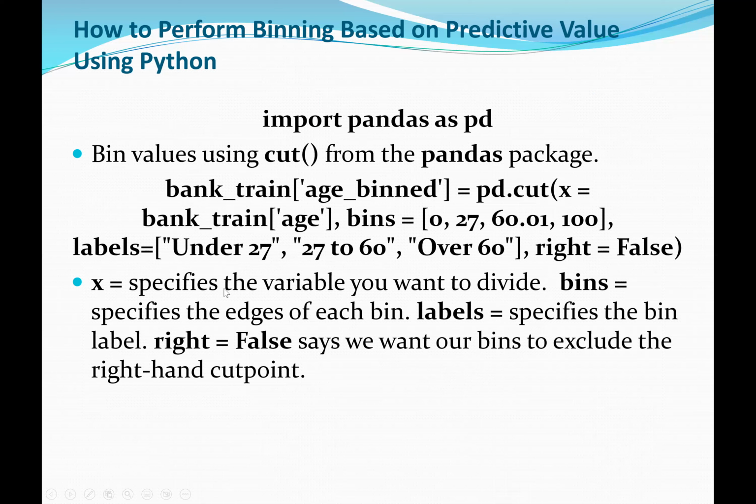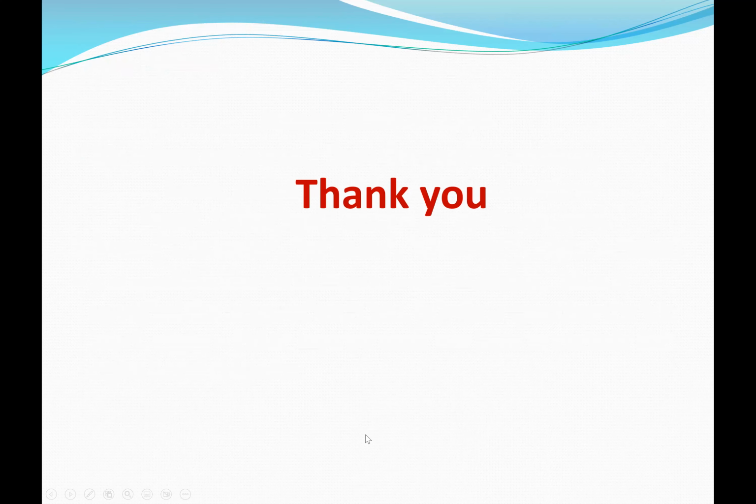Now what we say here is that x will specify the variable you want to divide. The bins will specify the edges of each bin. And labels will specify the bin labels. And right equal to False says that we want our bins to exclude the right-hand cut point. This is called exclusion. So we don't want overlapping. Let's say we have from 27 to 80 and from 80 to 90. You can see that 80 will be in two different categories.